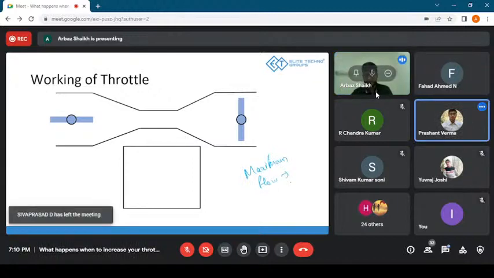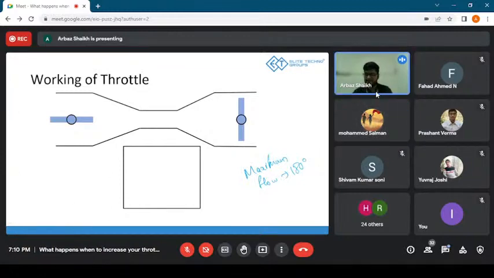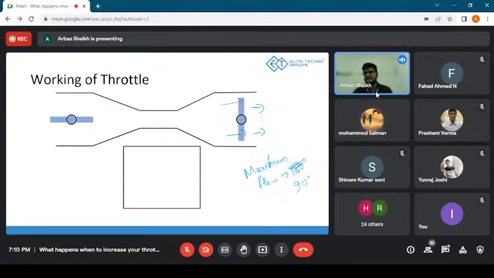Who said 180 degrees? Not 180, sir, 90 degrees. Correct. It should move by 90 degrees, not 180. Why 90 degrees? At that point, the maximum area is opened up for the air and fuel to go out. If we take anything less than that, the area is lesser. If we put the throttle something like this, only this much area is opened up. So it should always move to 90 degrees when it's a full throttle.